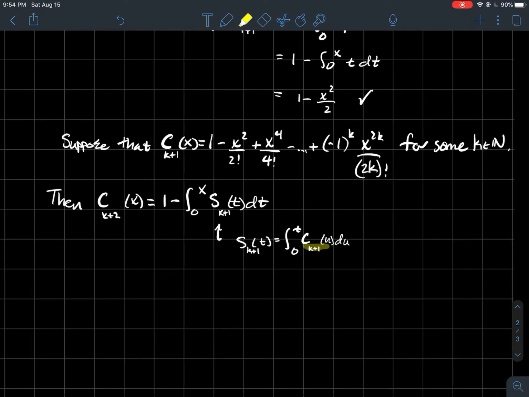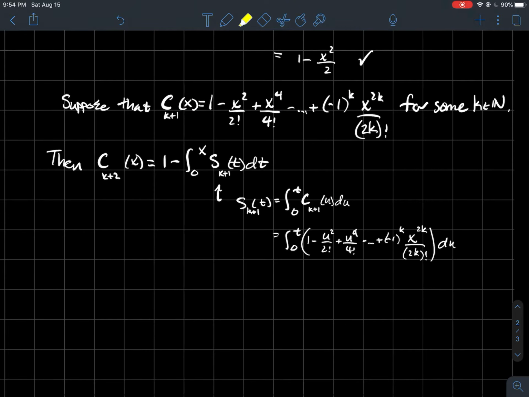And what do I know about C_{k+1}? Oh, I know what C_{k+1} looks like. It's sort of this weird looking polynomial. So let's plug that in. And notice I'm just using a different variable, u here. But I'll plug that in. So I've got this form down here. I just use u's instead of x's.